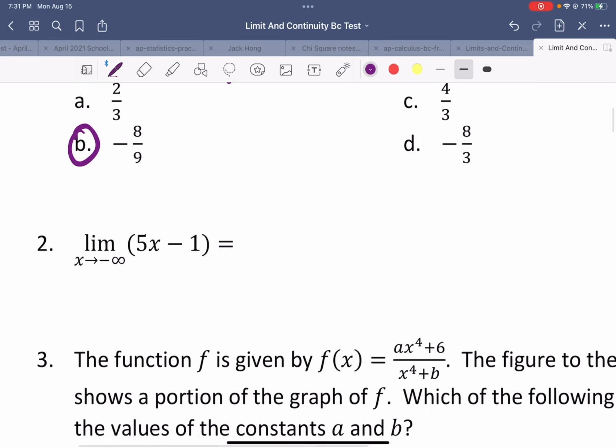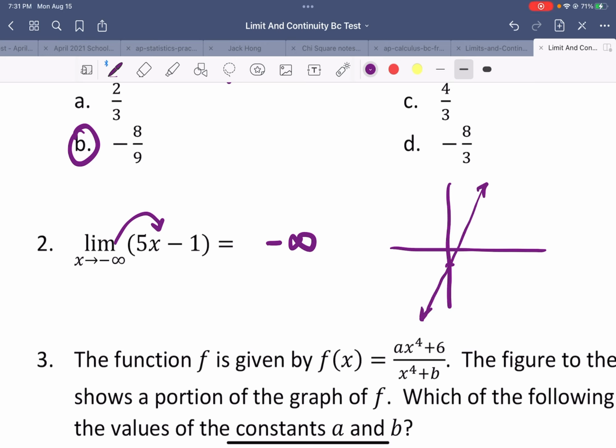Now number 2, limit as x approaches negative infinity of 5x minus 1. This one, you simply plug negative infinity into x, so the answer is negative infinity. You can tell by graphing 5x minus 1, it's a line like this. When x approaches negative infinity, it's going this way, so your y value approaches negative infinity. Graphically, you can just think about it.